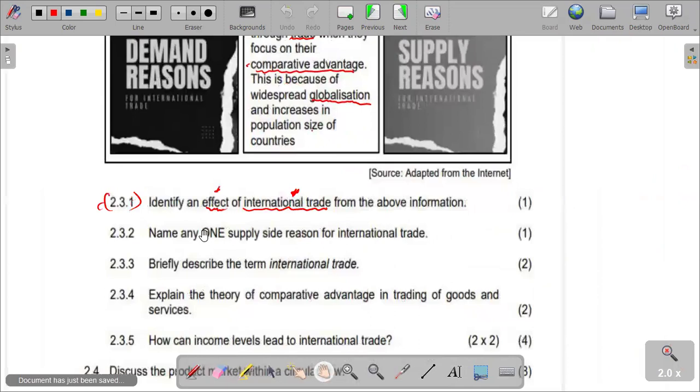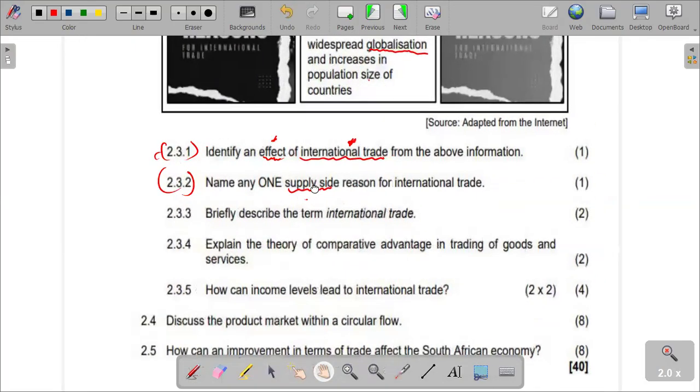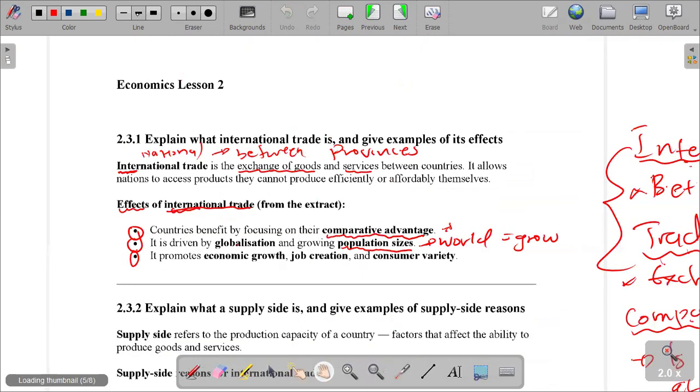All right. And then let's go to 2.3.2. Name one supply side reason for international trade. So let's first discuss what is supply side. What is supply side? 2.3.2, let's explain what is supply side. All right. As we move along.